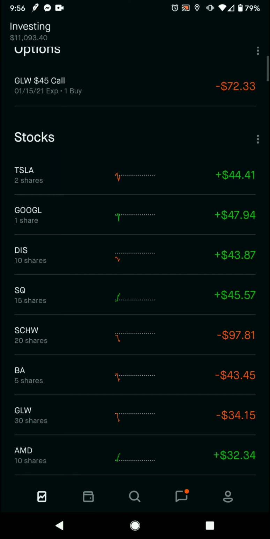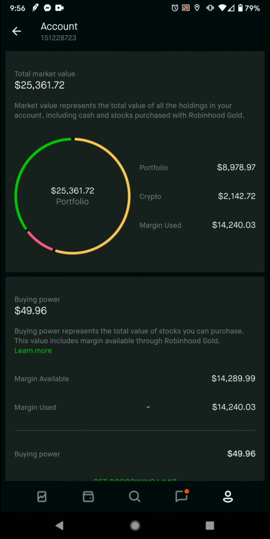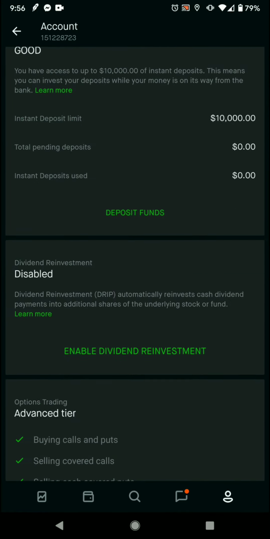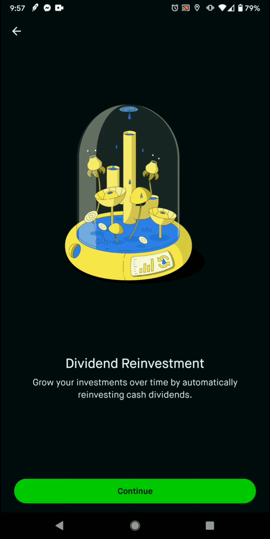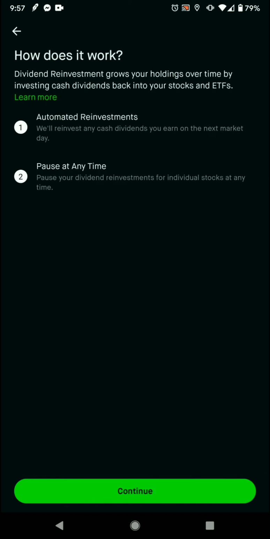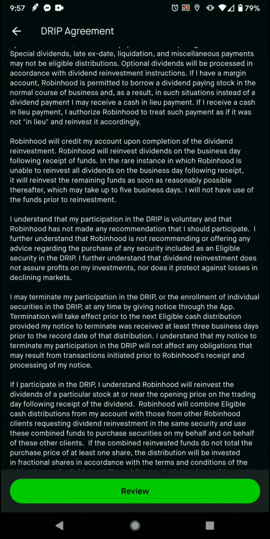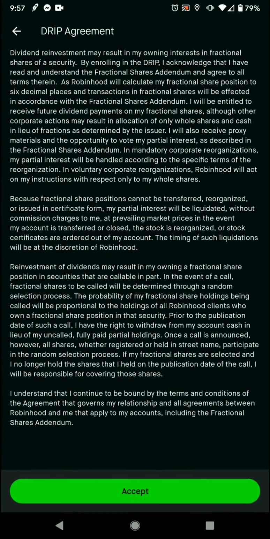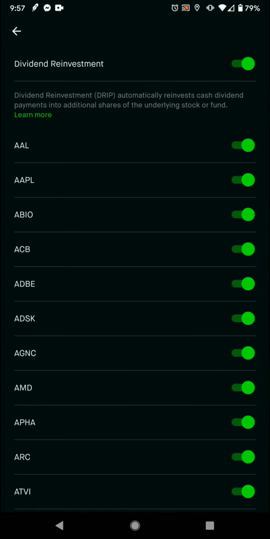One thing I wanted to activate on the Robinhood app with you, we'll go over to the investing tab and down to the DRIP, Dividend Reinvestment Program. This will automatically reinvest any cash dividends I receive. Dividends are a payout a company may give when they've had a good year. You can read through all that if you'd like. Accept the terms, and I am enrolled, and ready to go.